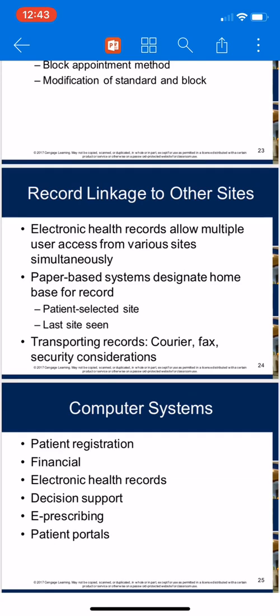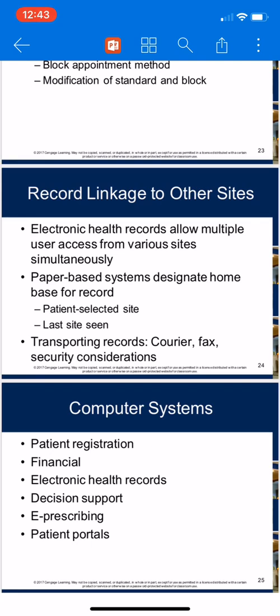If I come to one location and I was at a different location last time, then my record is at the other location. So facilities use a variety of ways to maintain the location or home base of the record. In some sites, the patient designates a home facility where he or she is usually seen, and the record is routinely kept at that location. Other facilities keep the record in the last site where the patient was seen.